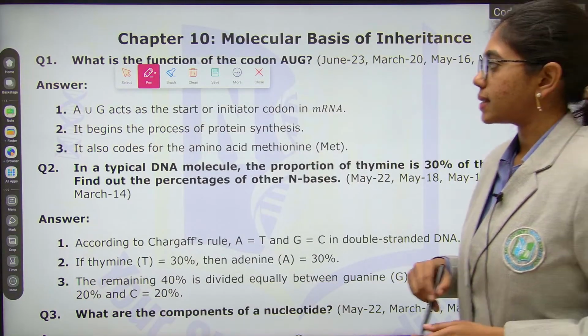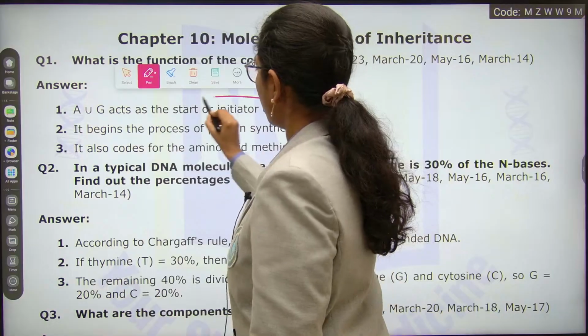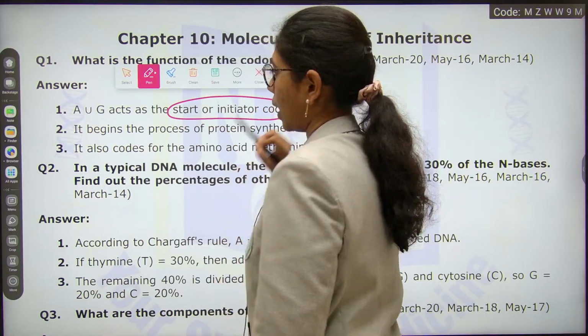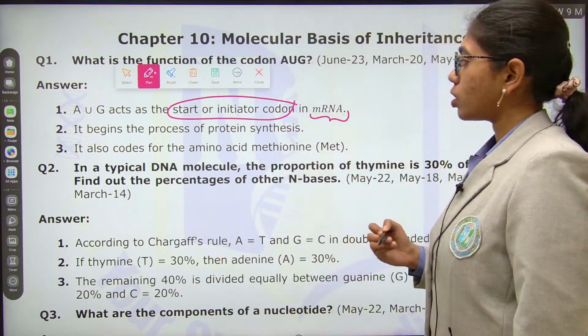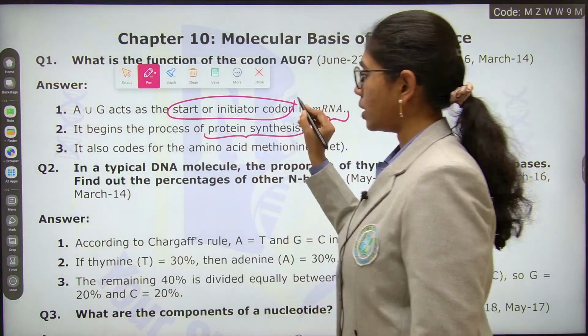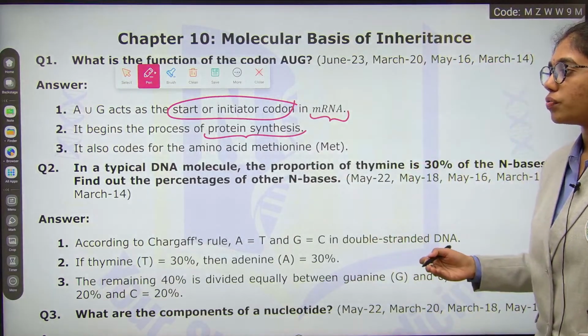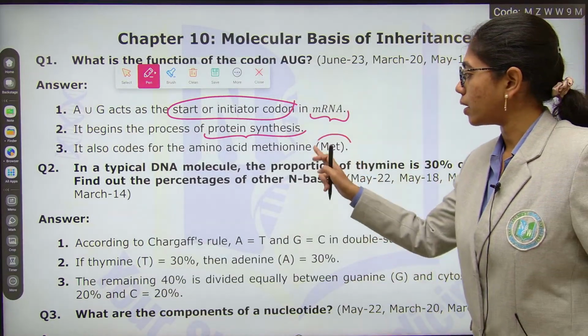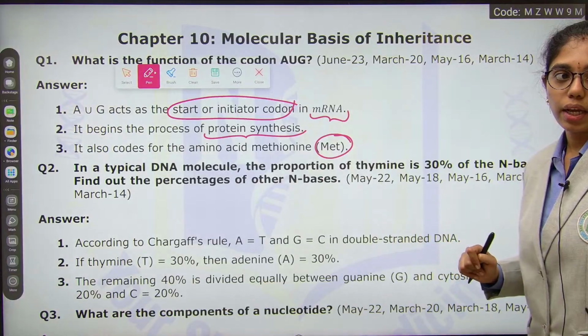So here if you observe, AUG acts as the start or initiator codon in mRNA, messenger RNA. It begins the process of protein synthesis. It also codes for the amino acid methionine. AUG codes for methionine. Fine, right?